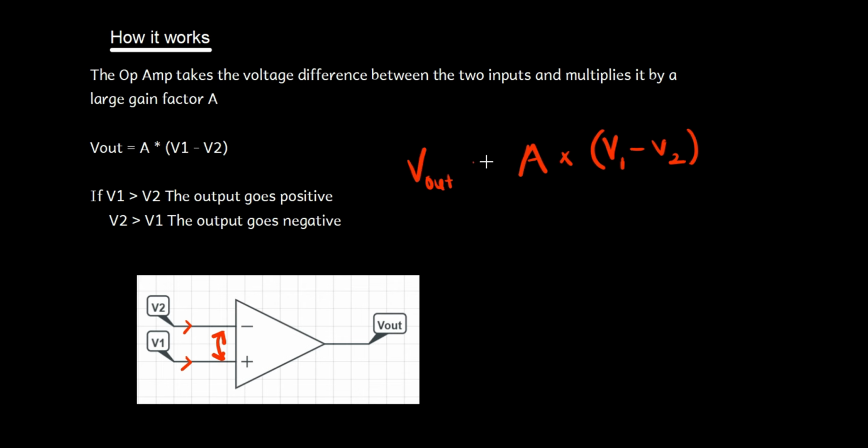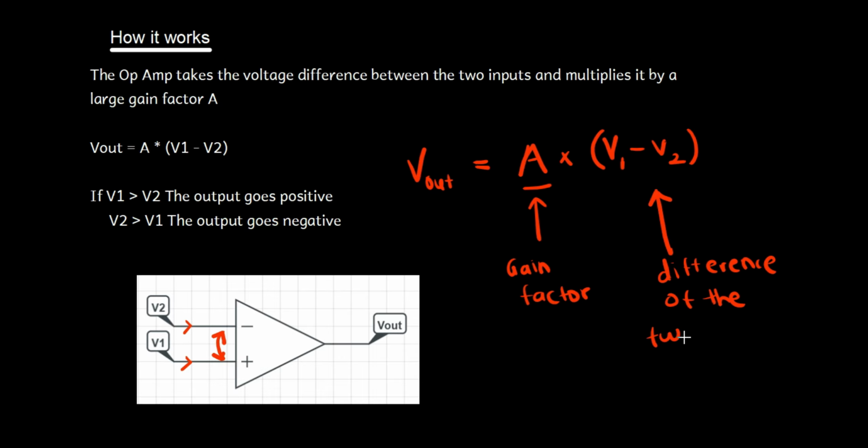So your output would be the gain factor A multiplied by the difference of the two voltages. If V1 is greater than V2, then the output goes positive. But if V2 is greater than V1, then the output goes negative.